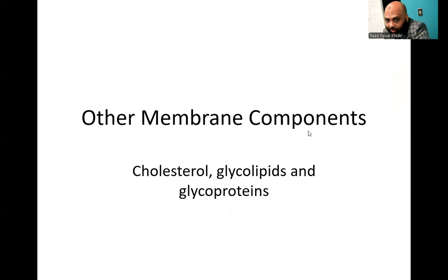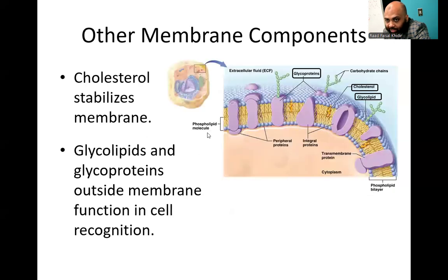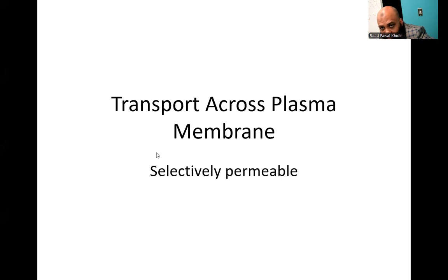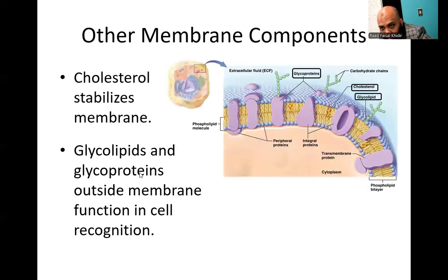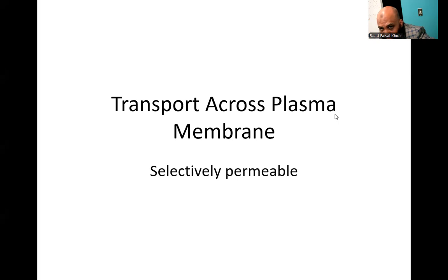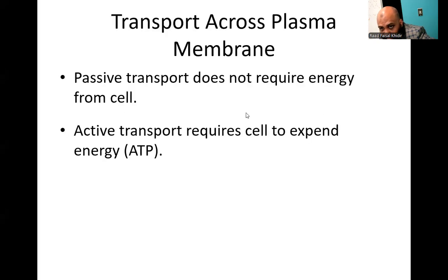Other membrane components like cholesterol, glycolipid, that's the glycocalyx. So you see, other membrane components are like cholesterol that stabilizes the membrane, and there are glycolipids and glycoproteins outside the membrane. They function in cell recognition. And we said that these glycolipids and glycoproteins, the glycocalyx, are important for immunosurveillance, and they give the cell its identity. Transport across the plasma membrane.